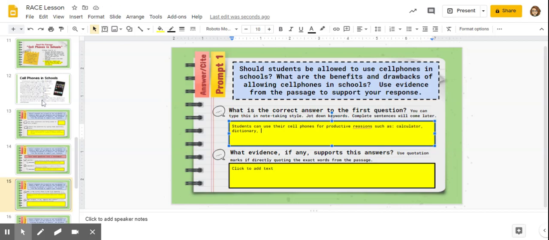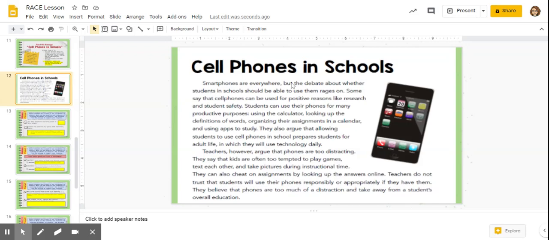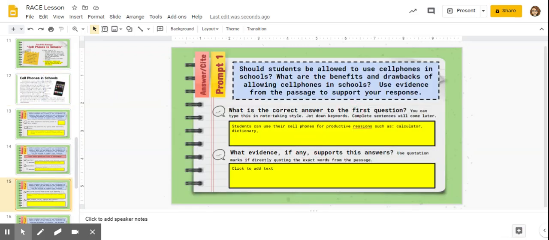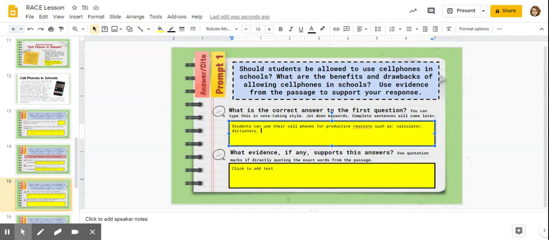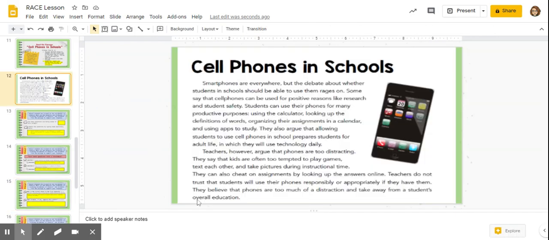What were some of the other things? I'm going to keep referring back to the article. Definitions, yes, the calendar. And calendar. Evidence, if any, supports this answer. Use quotation marks if directly quoting the exact words from the passage. Okay, let's see if we can find a quote or some information in the passage again.